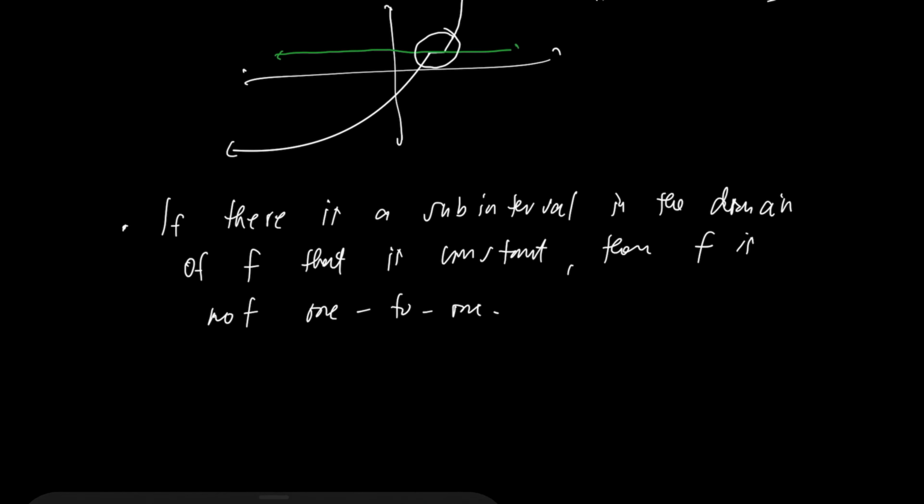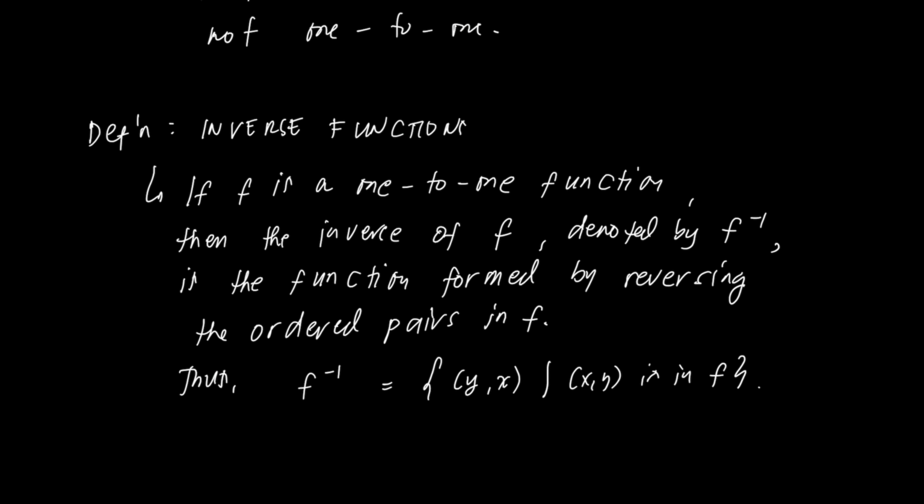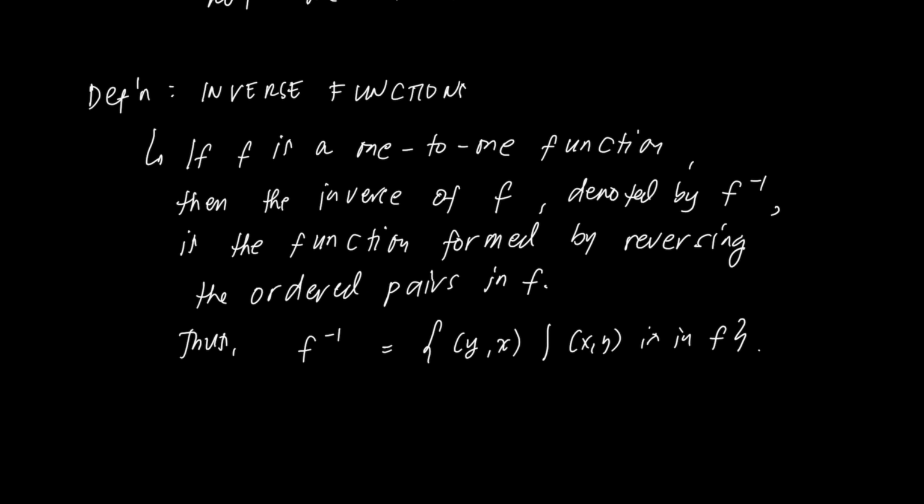So we are now ready to define the inverse function. This is the definition of the inverse function. If f is a one-to-one function, then the inverse of f, denoted by this symbol, is the function formed by reversing the ordered pairs in f. Again, this symbol here is not f to the -1. The -1 is not an exponent. This is just a notation for the inverse function. So the assumption again is f must be one-to-one for the inverse function to exist.